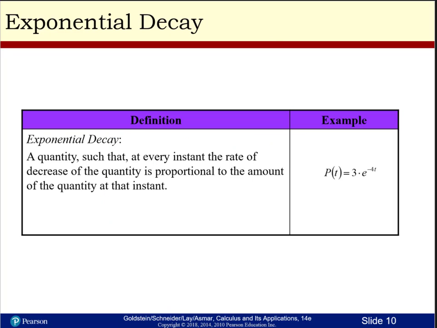Let's look at exponential decay. A quantity such that at every instant the rate of decrease of the quantity is proportional to the amount of that quantity at that instant. An example is P of t equals 3 e to the minus 4t. Now this is basically going to be the same kind of thing, but instead of our population growing, our population is dying or decaying.